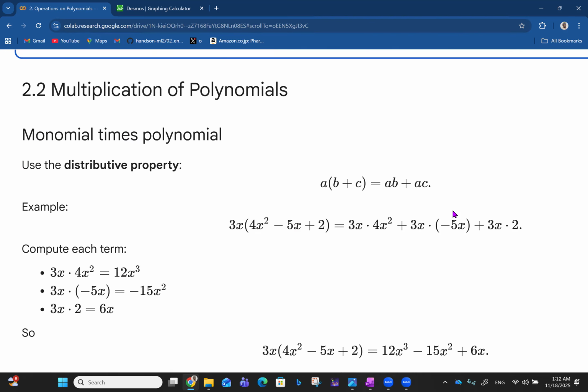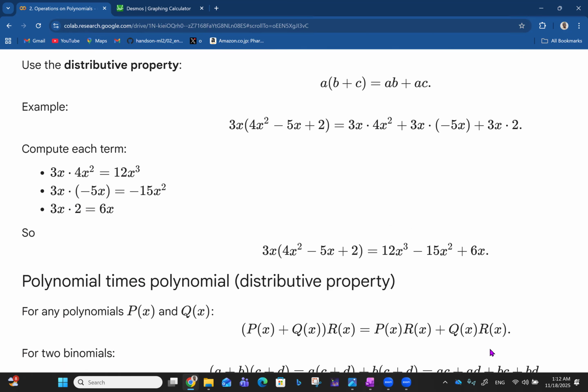Then 3x times minus 5x. That's 3 times minus 5, that's minus 15, first of all. Then you have x times x, that's x raised to power 2. Then 3x times 2. 2 times 3 is 6, and then you have only one x. You have 6x. So if you do this monomial times polynomial now, you have 12x cubed minus 15x squared plus 6x, like this.